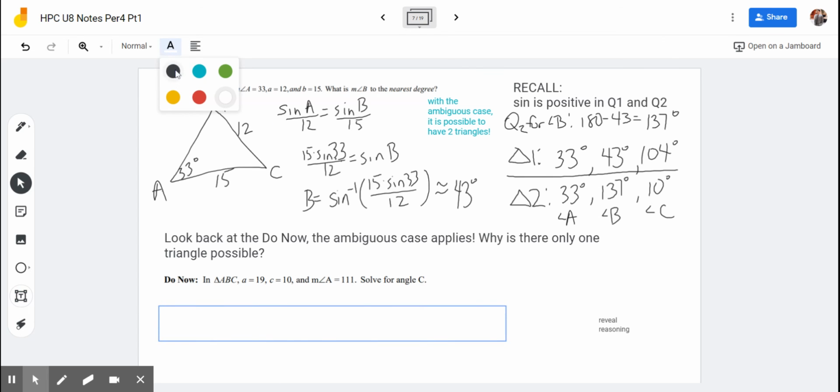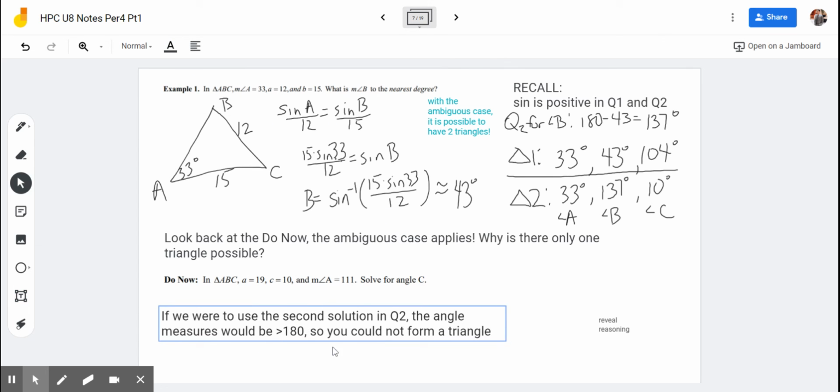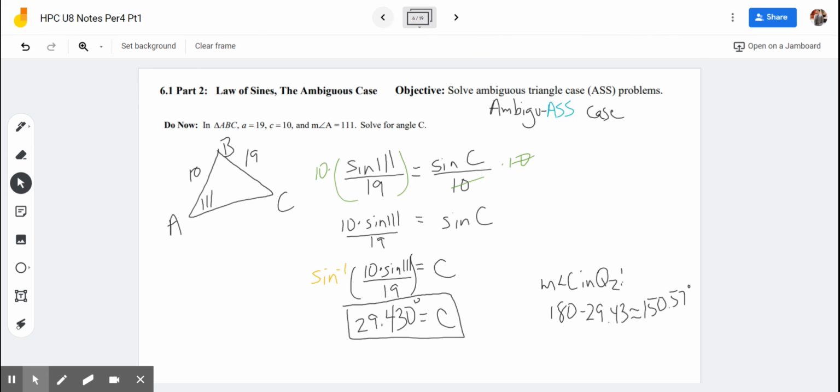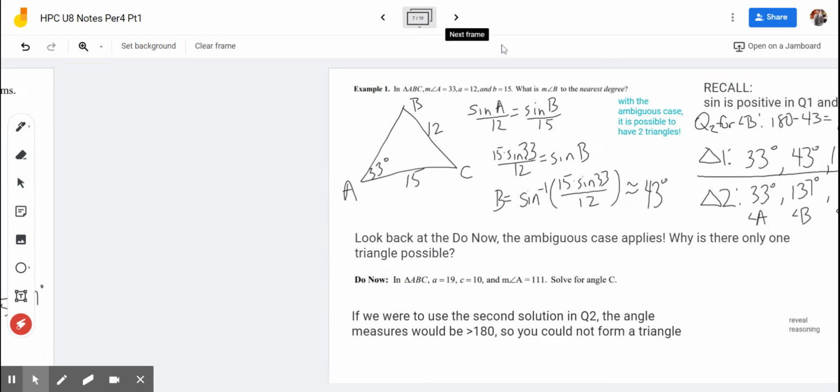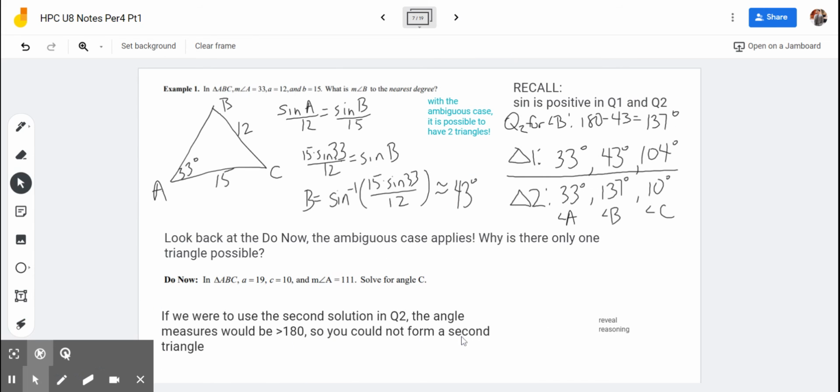So if we were to use the second solution in quadrant 2, the angle measures would be greater than 180, so you could not form a triangle. That's why, even though we didn't really know the ambiguous case existed yet, we kind of stumbled upon it, and there was only one possible answer anyway. Okay, so for the do now, there was only one possible triangle. I just modified this here so you cannot form a second triangle. All right, so that is kind of the big ideas for the ambiguous case.